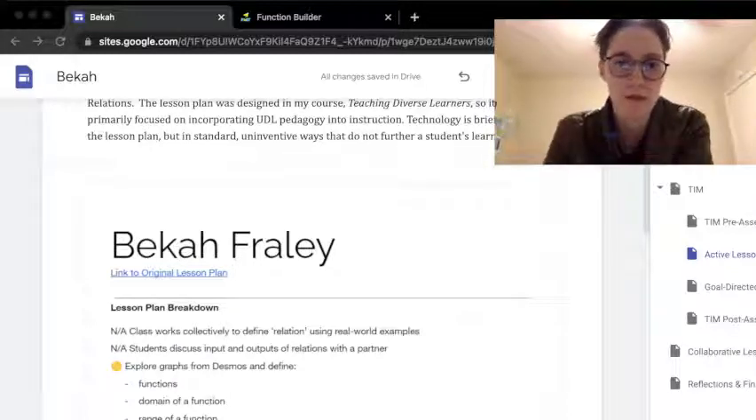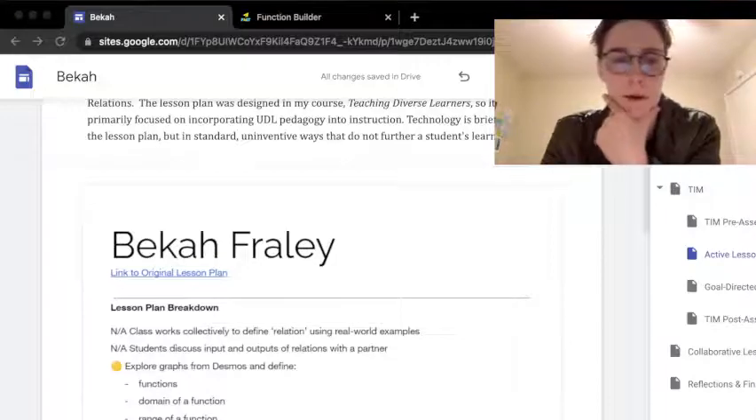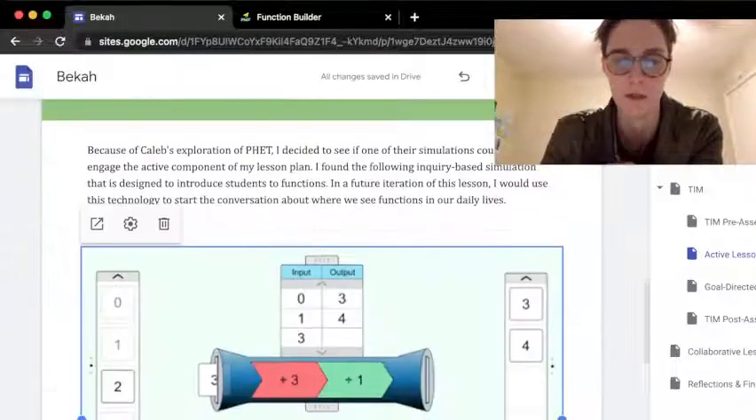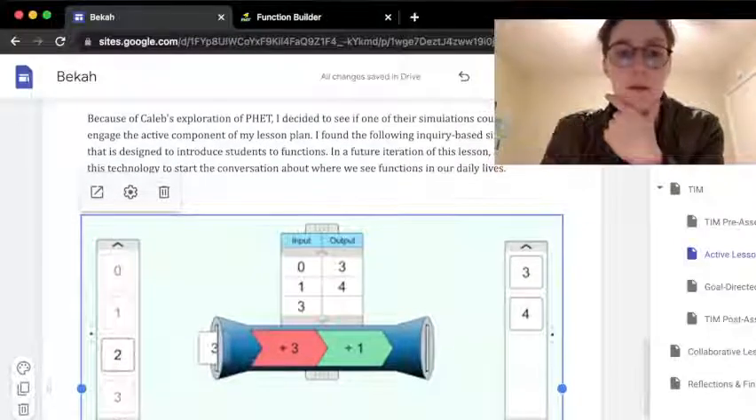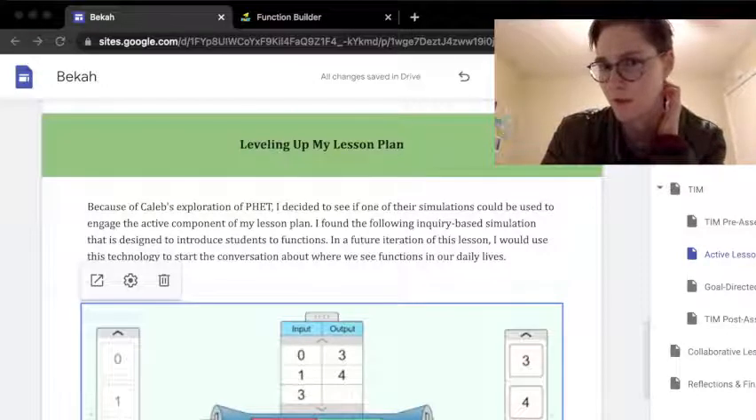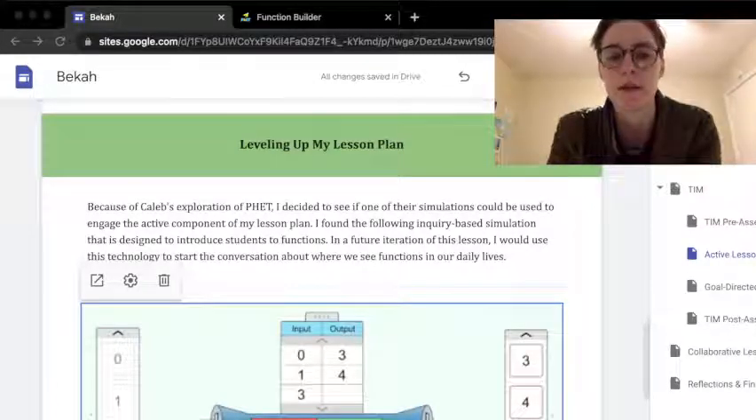Alright, so as far as leveling up the TIM goes, I was interested in the PhET simulation that Caleb did for one of his tech dives. So I went on PhET. My lesson plan was an introduction to functions. It was a 3-day lesson plan.